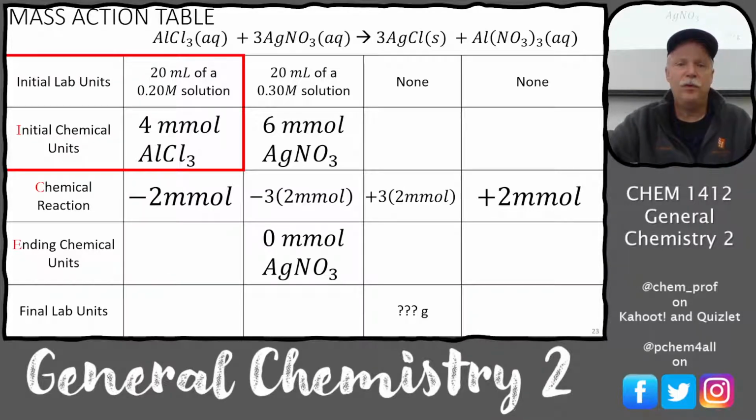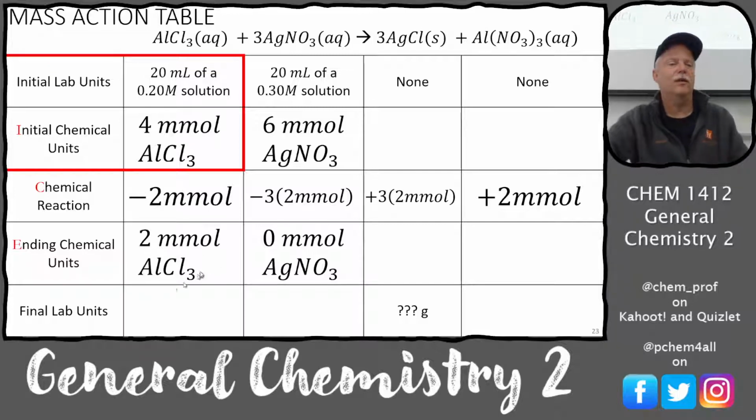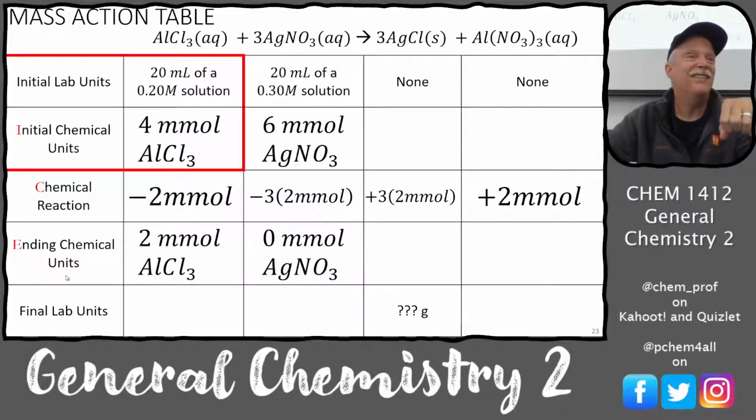So we've run out of the silver nitrate. So 6 minus 3 times 2. So 6 minus 6 is 0. So let's calculate this one. 4 millimoles minus 2 millimoles gives us 2 millimoles left over of the aluminum chloride. Does everybody understand that piece? This is the excess amount of aluminum chloride.